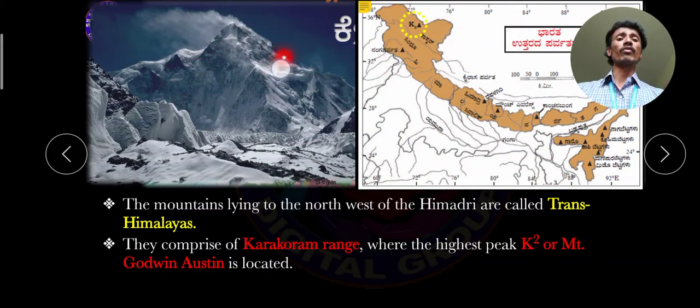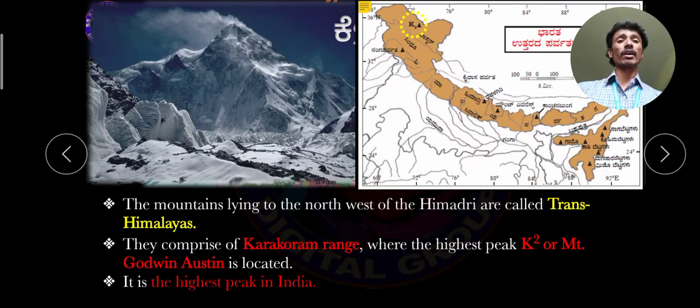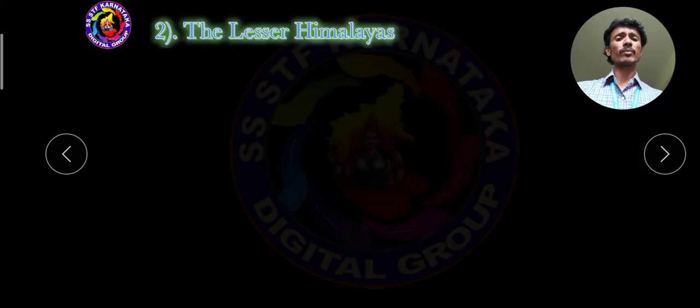And this is the picture of K2 or Mount Godwin Austen. It is the highest mountain peak of our Indian country. Which is the highest mountain range in the world? The Himalayas. And which is the highest mountain peak of India? K2 or Mount Godwin Austen. Where is it located? In the Karakoram range in Jammu and Kashmir. So K2 is the highest peak in India.